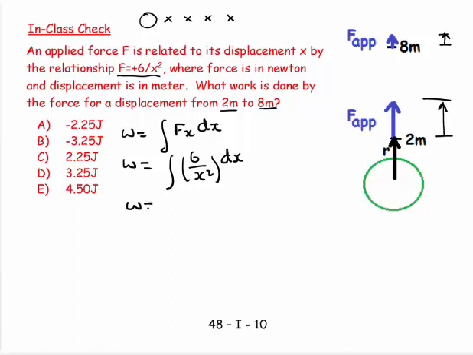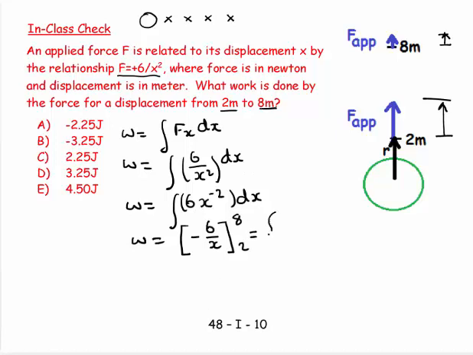Let's write that down in a more convenient form. It's equal to the integral of 6x to the minus 2 dx. And I know that the integral is going to be equal to, increase the power by 1, put it in the denominator, so it's going to be minus 6 over x. There's my integration, and basically I need to have my limits, and my limits are between 8 and 2, so this would equal minus 6 over 8 minus 6 over 2.